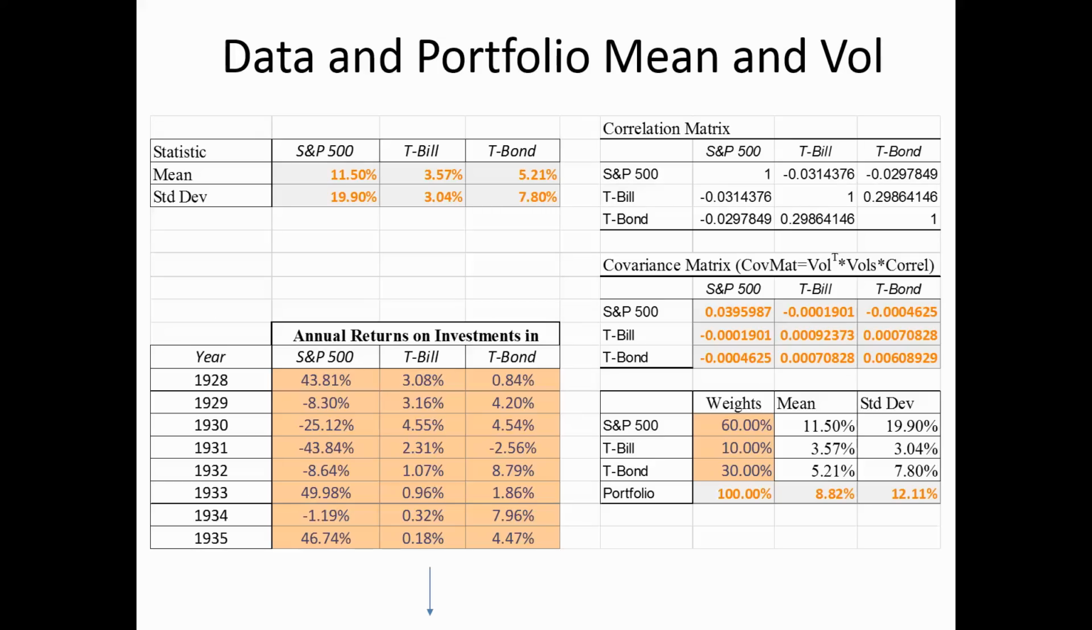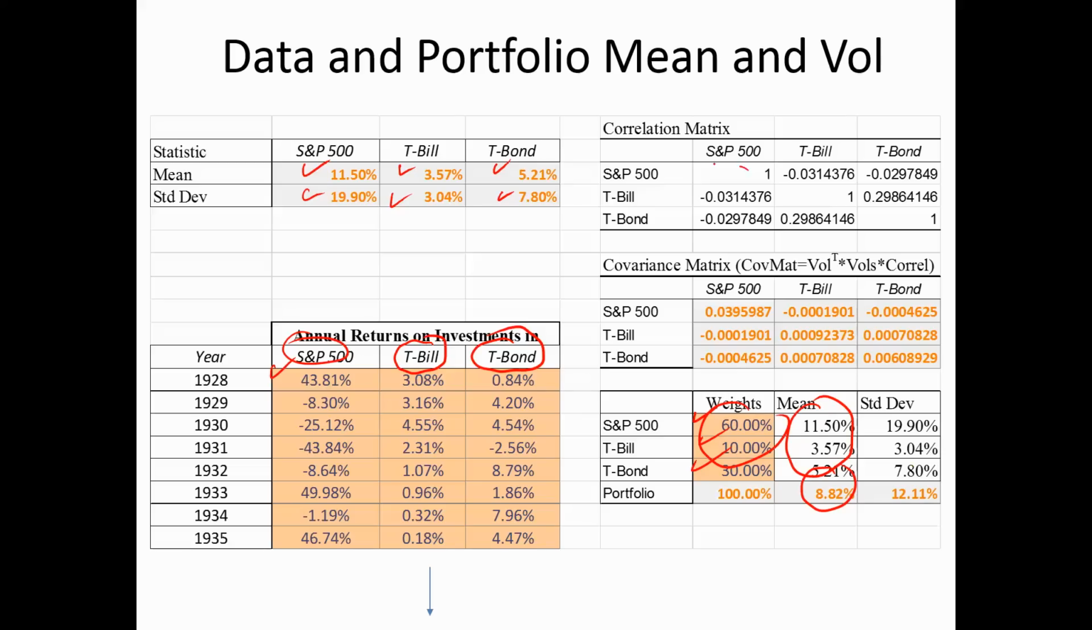So I'm going to take this model, which we had worked on earlier. This is 80-some years of data of S&P returns, Treasury bill returns, and Treasury bond returns from 1928 to 2013. The mean is 11.5% for stocks, with a standard deviation of 20, and I have a bill and bond mean of 3.5 and 5, and standard deviations of 3 and 8. What I'm going to do is form a portfolio of 60% in stocks, 10% in bills, 30% in bonds. If I take my means times those weights, I get a portfolio mean.